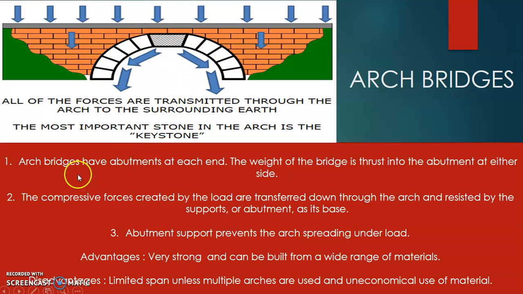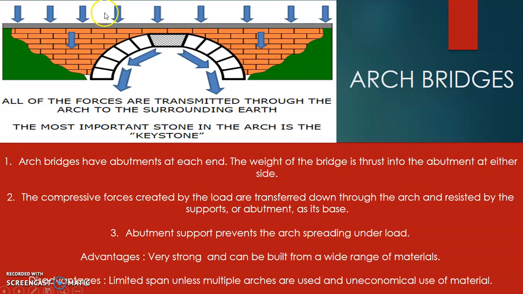The arch bridge has an abutment at each end. This is the abutment, whether it is natural, from the mountain, or maybe a wall, and then it can be supported by concrete. The weight of the bridge is thrust into the abutment at either side. So this abutment contributes to the stability of the structure, and the compressive forces created by the load are transferred down through the arch and resisted by the support or abutment as it bends.